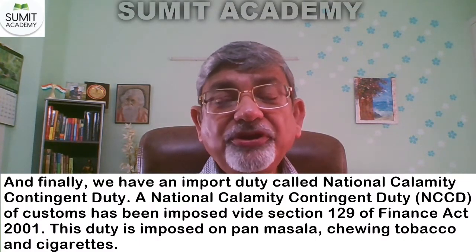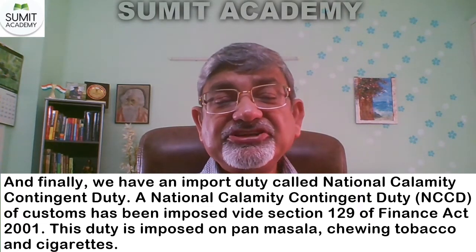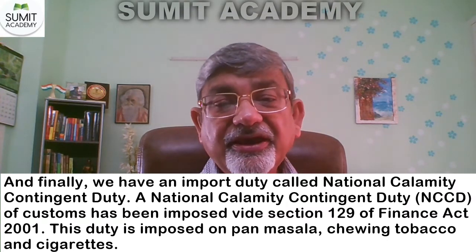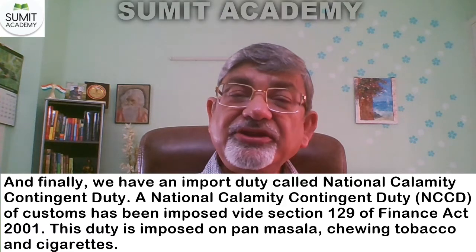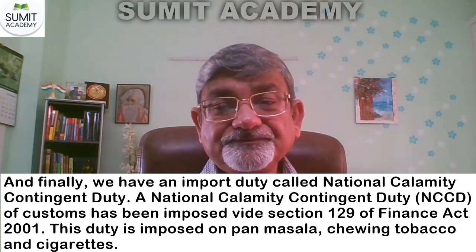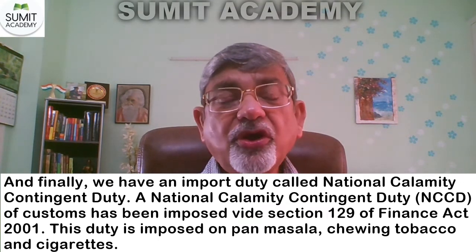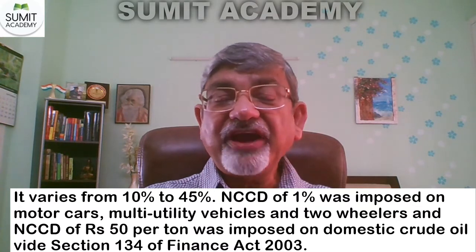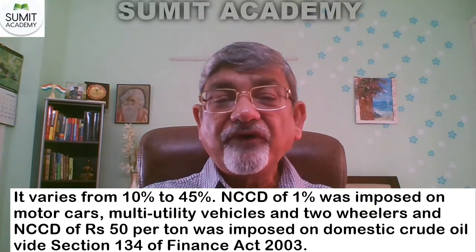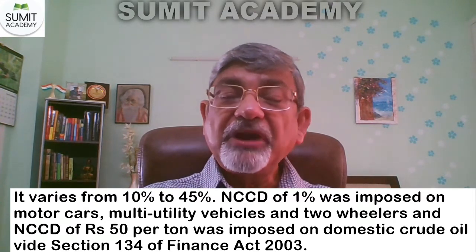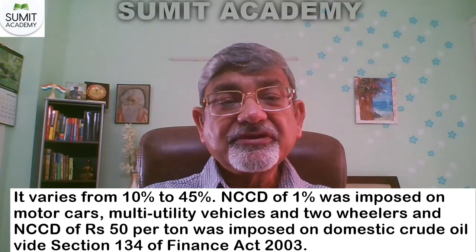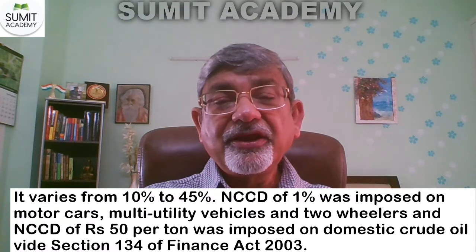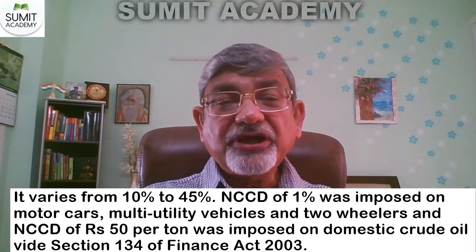And finally, we have an import duty called National Calamity Contingent Duty. A National Calamity Contingent Duty, NCCD, of customs has been imposed via Section 129 of Finance Act 2001. This duty is imposed on pan masala, chewing tobacco, and cigarettes. It varies from 10% to 45%. NCCD of 1% was imposed on motor cars, multi-utility vehicles, and two-wheelers. And NCCD of rupees 50 per ton was imposed on domestic crude oil via Section 134 of Finance Act 2003.